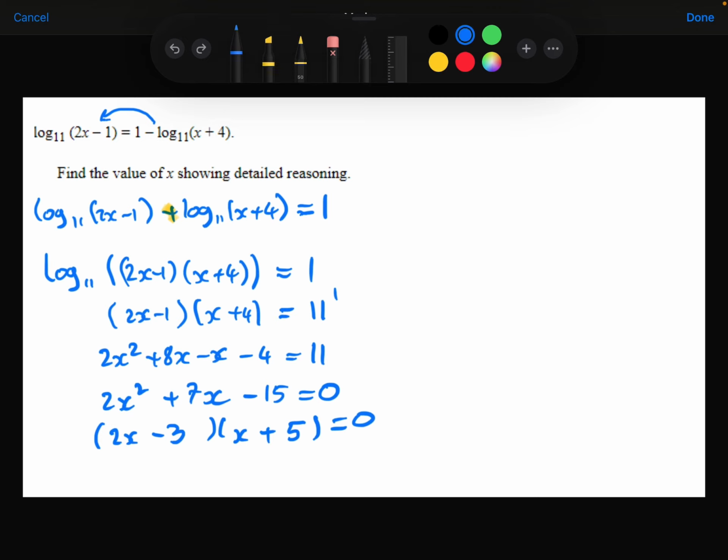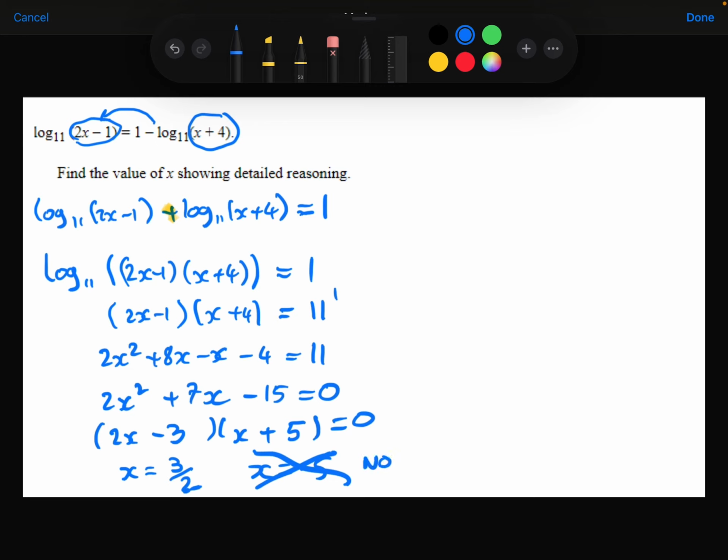So that's going to give two solutions of either 3 over 2 or minus 5. But if I were to substitute minus 5 in these original equations, I would get negatives. The minus 5 plus 4 is minus 1, and a logarithm is not defined for negatives. So this minus 5 is not a valid solution.